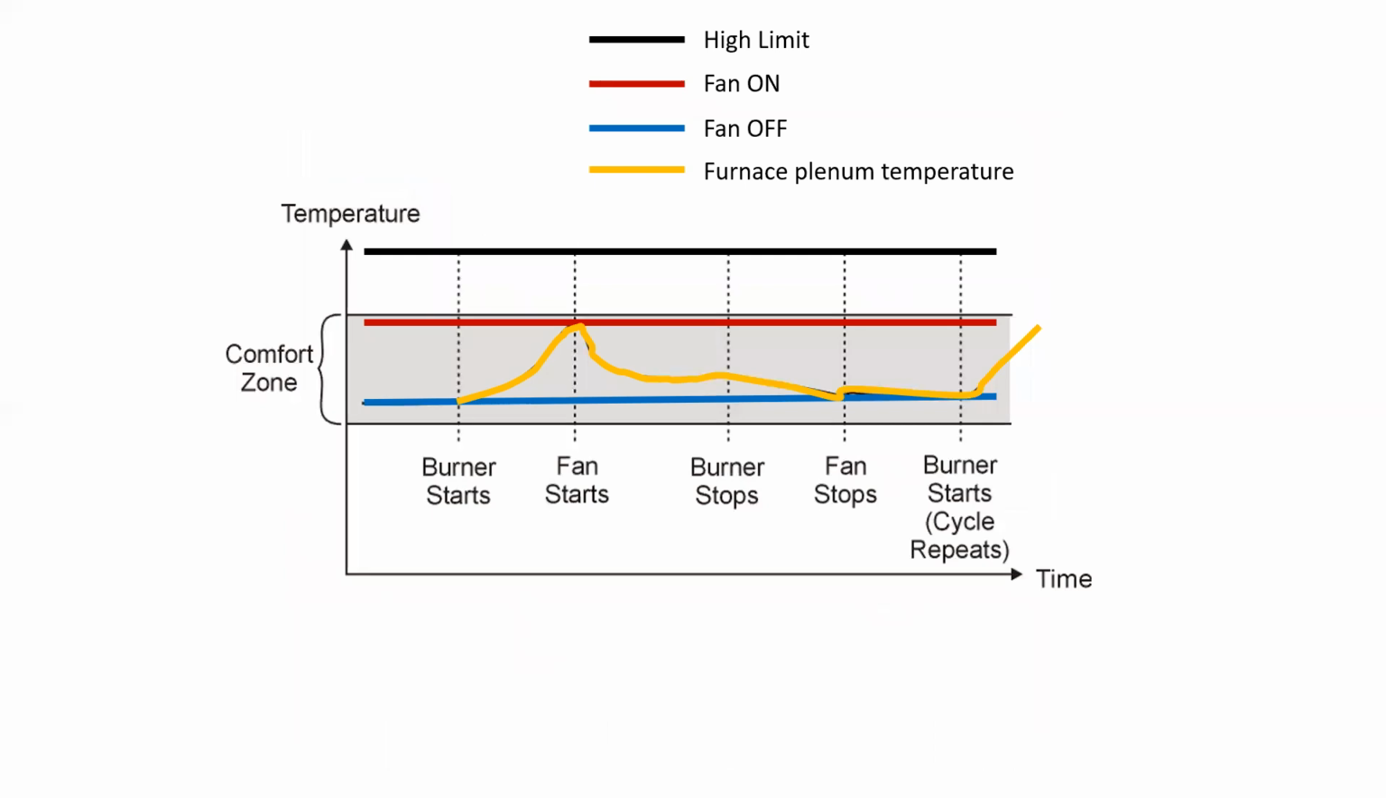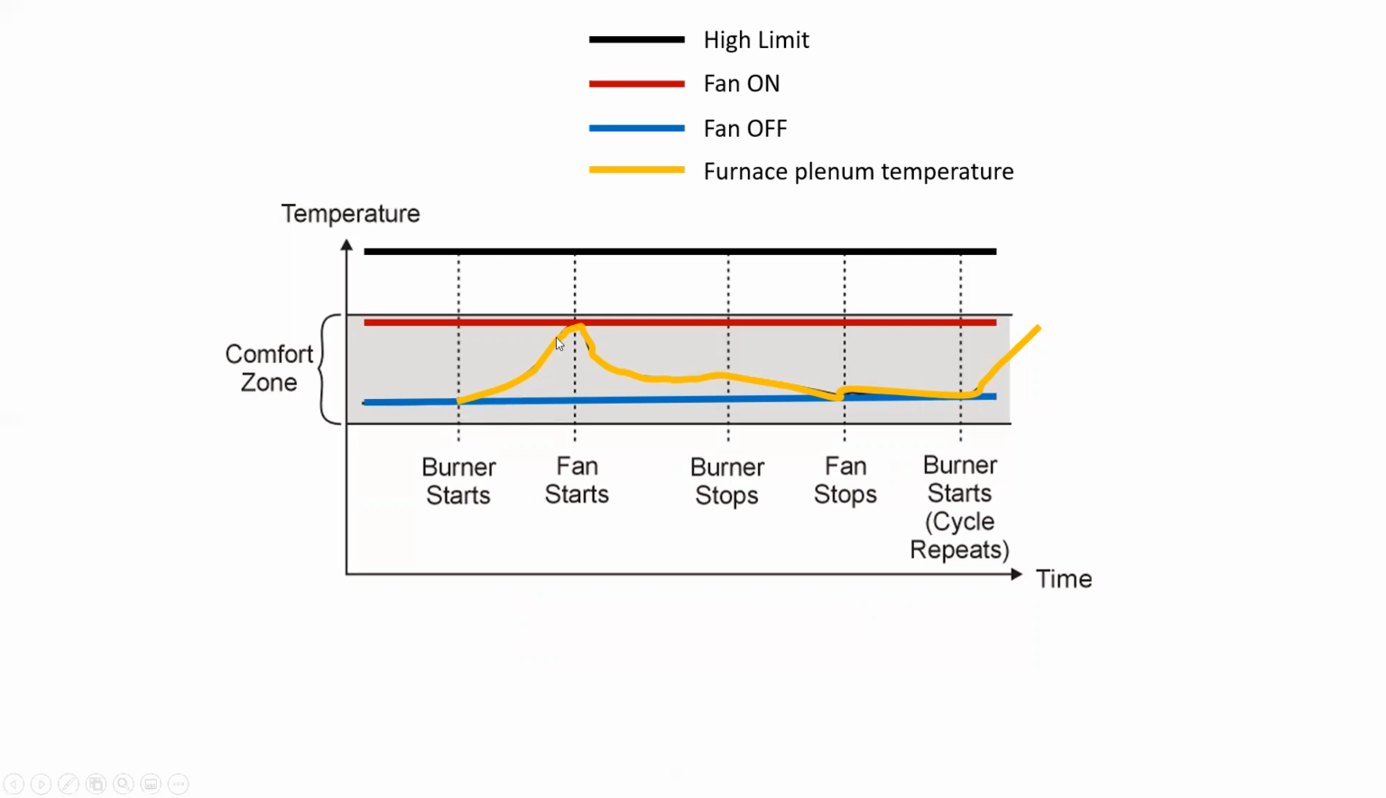Another way to present this information would be to show the relative temperature settings for our three different items on our fan high limit control assembly. In orange is shown the furnace plenum temperature. When the burner first starts, the temperature inside the plenum increases. And remember, this has been initiated by the thermostat closing.